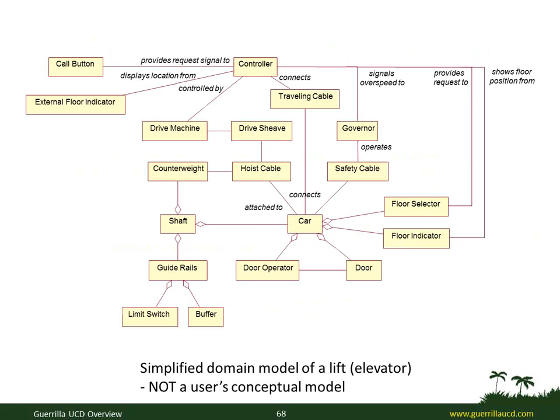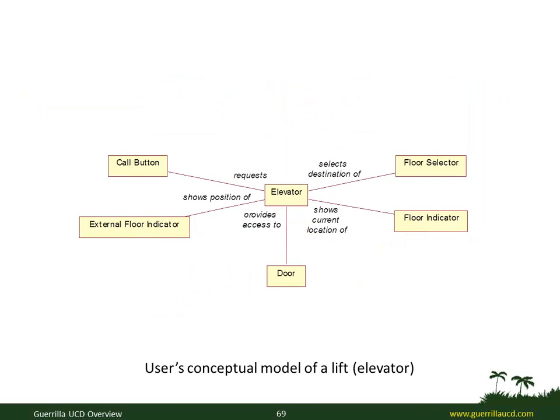And here's just a couple of examples I'll show you briefly. This is a kind of model that developers like to produce. This is what might be called a domain model in UML terms, Unified Modeling Language. But the problem that we have with these is that they're really much, much more complicated than a user's conceptual model. This is actually for an elevator or a lift, whereas the user's conceptual model looks more like that.